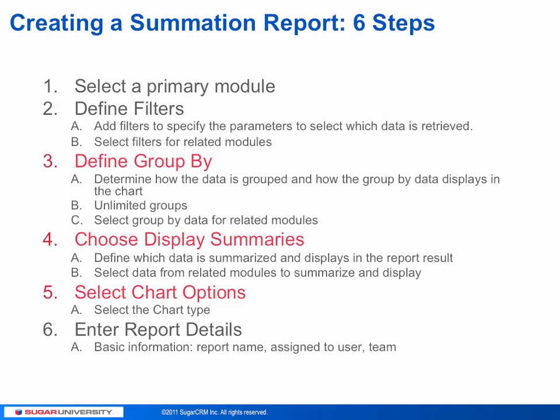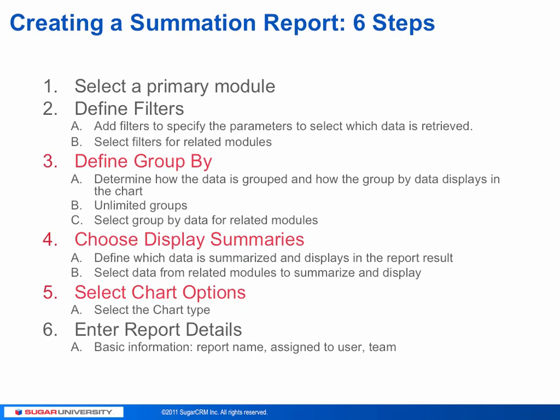Now we'll create a summation report. This report requires 6 steps. The new steps for this report are highlighted in red. In step 3, Define Group By, we'll determine how the data is grouped and how the group data displays in the chart. You can add as many groups as you want, but only up to 2 will display in the chart. All of the groups will display in the tables below the chart. You can also select Grouped By Data from related modules.